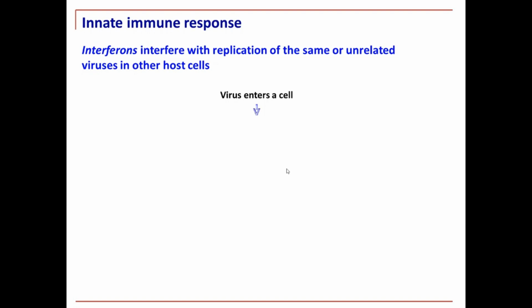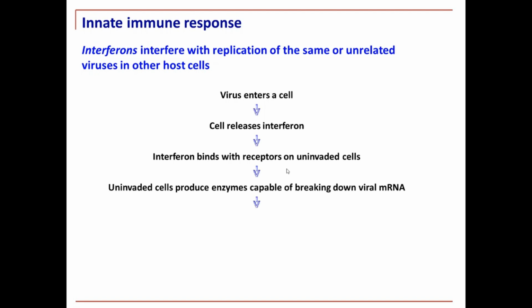Well, a virus gets into a cell, so it binds to a receptor, gets in, starts replicating and doing its job. The cell then releases interferon. Okay, an interferon isn't released in response to bacteria, for example. The interferon binds with receptors on uninvaded cells. And now that these uninvaded cells are being stimulated, they produce enzymes capable of breaking down viral messenger RNA.